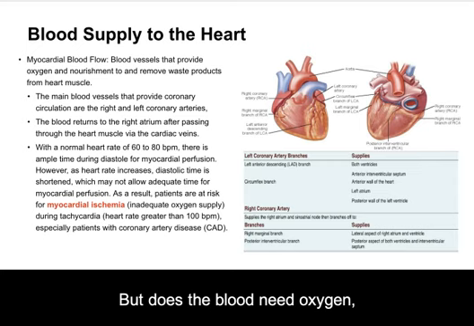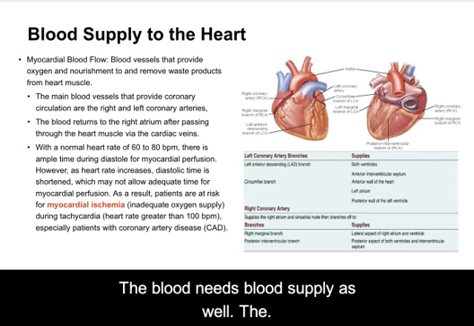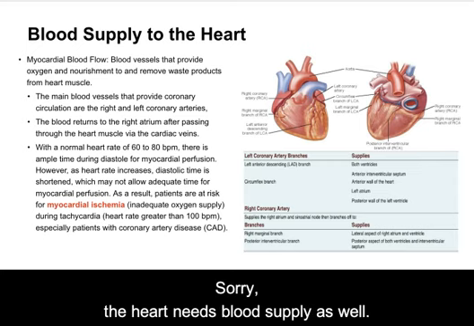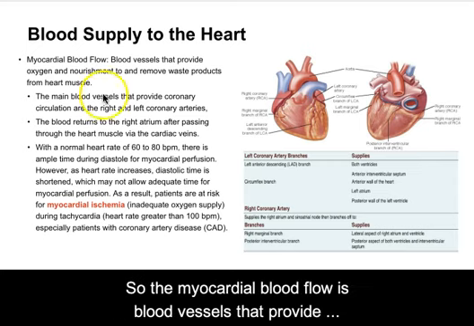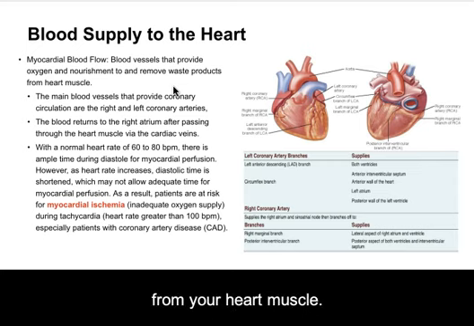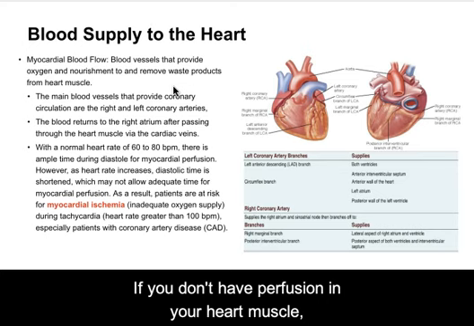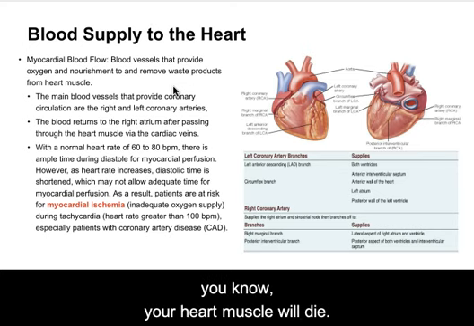But does the blood need oxygenated blood? Of course, the blood needs blood supply as well. The heart needs blood supply as well. So the myocardial blood flow is blood vessels that provide oxygen and nourishment to and remove waste products from your heart muscle, because your heart muscle needs perfusion too. If you don't have perfusion in your heart muscle, your heart muscle will die, right?